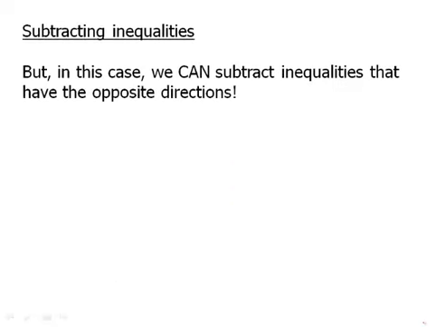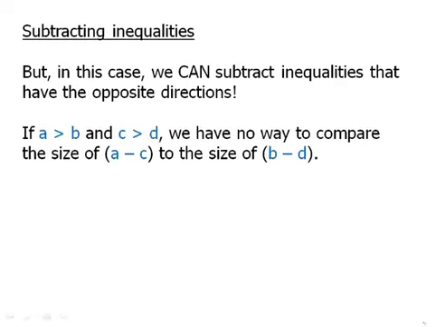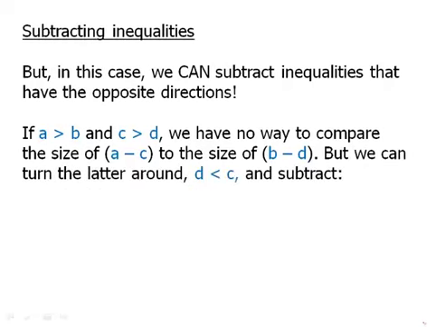But in this case, we can subtract inequalities that have opposite directions. So if a is greater than b and c is greater than d, we have nowhere to compare the size of a minus c to the size of b minus d. If we do big minus big and small minus small, well, it's hard to say how that's going to compare. But we can turn the latter around, make it d minus c, and then we can subtract. A minus d is greater than b minus c. So in other words, big minus small is always going to be greater than small minus big. So this works.